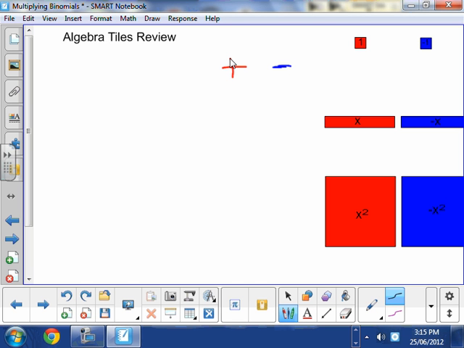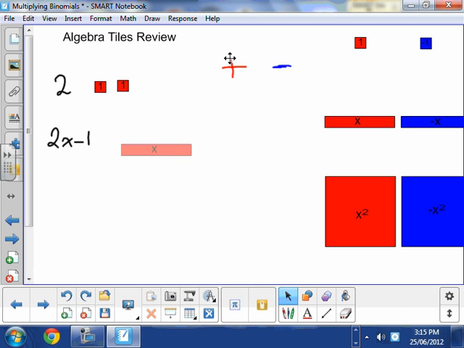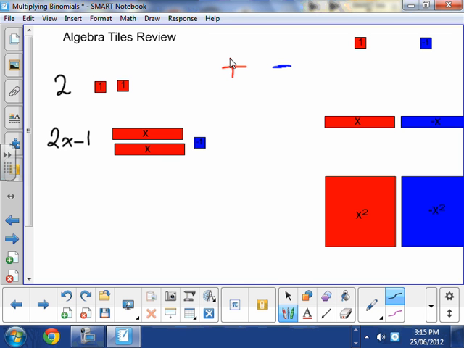Now, using all these algebra tiles, can you help me represent, for example, the number 2? Can I do it with these algebra tiles? Yep. You can just drag two of the red tiles, and that will be a representation of 2. Okay, good. So let's move on. How about 2x minus 1? Can I do that? Yeah. So I have 2x's right here, and then I have blue minus 1, and that is a representation of 2x minus 1.